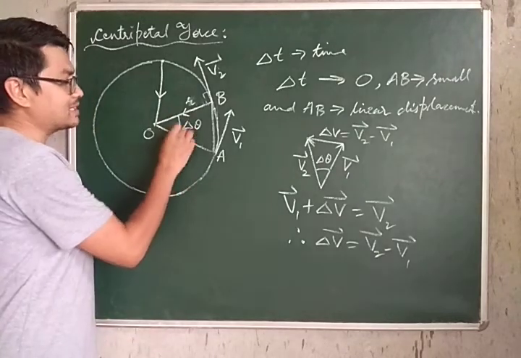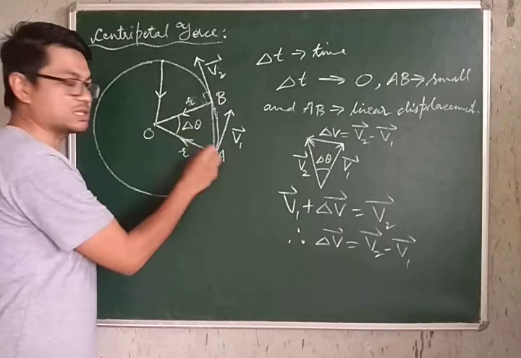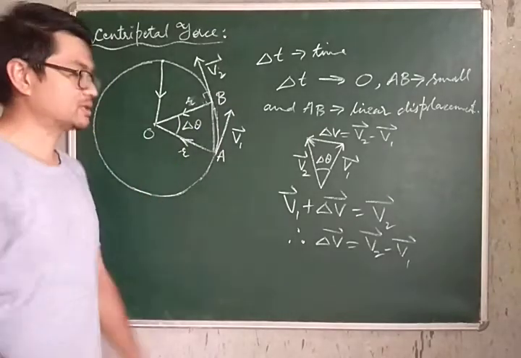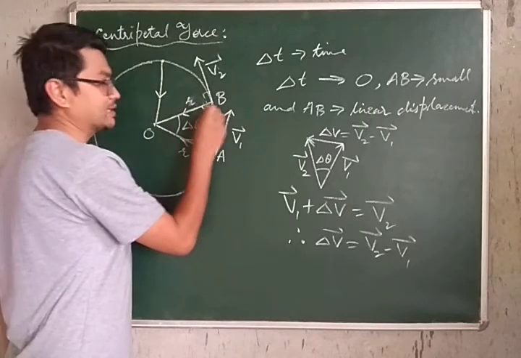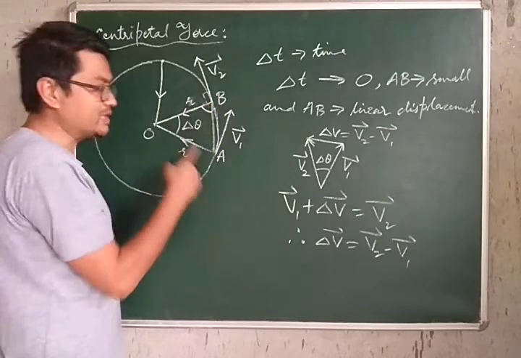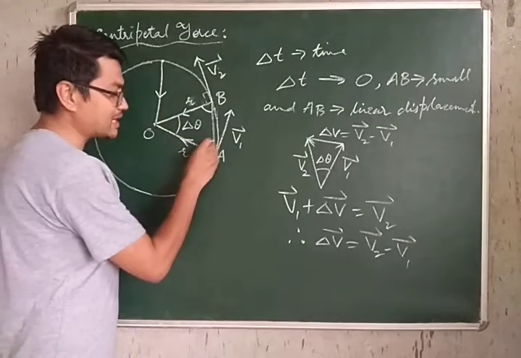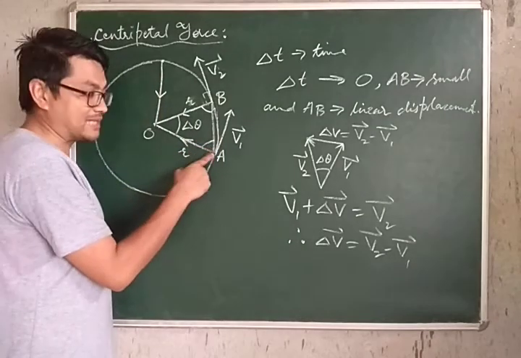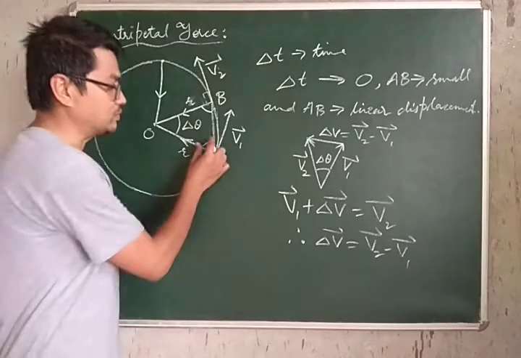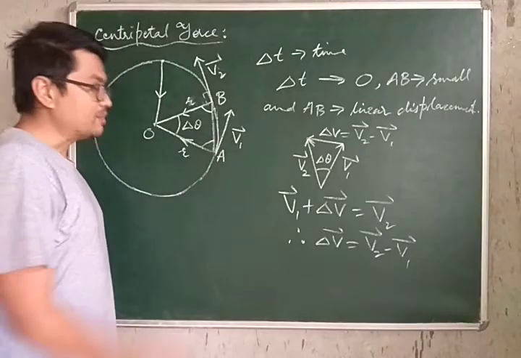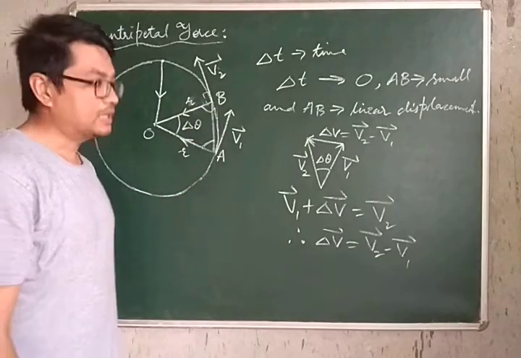And since this angle is delta theta, and the sum of the angles of the triangle is 180 degrees, and this being an isosceles triangle, this angle over here, that is angle B, is (180 degrees minus delta theta) divided by 2. Likewise, angle A is also (180 degrees minus delta theta) divided by 2, because the two base angles of an isosceles triangle are the same.